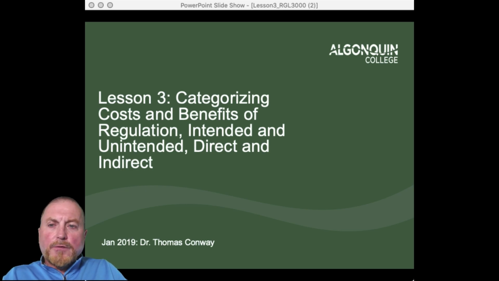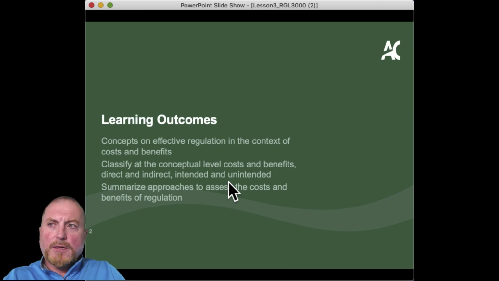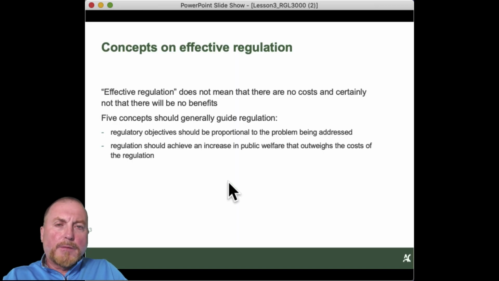Hello, RGL3000 students. Dr. Conway here for Lesson 3 on categorizing the benefits and costs of regulation, intended and unintended, direct and indirect. Obviously, this topic is critically important for developing your RIASs because it's the costs and benefits that impact particular people or groups of people within the scope of your regulation and the scope of your RIAS study that has to be thought through and conceptualized.